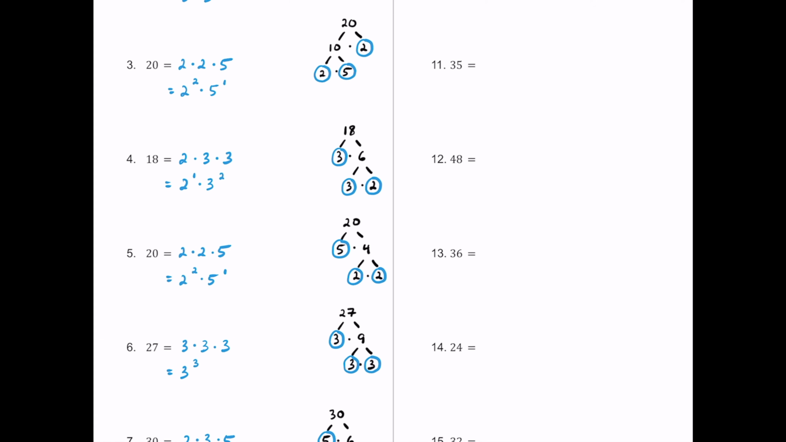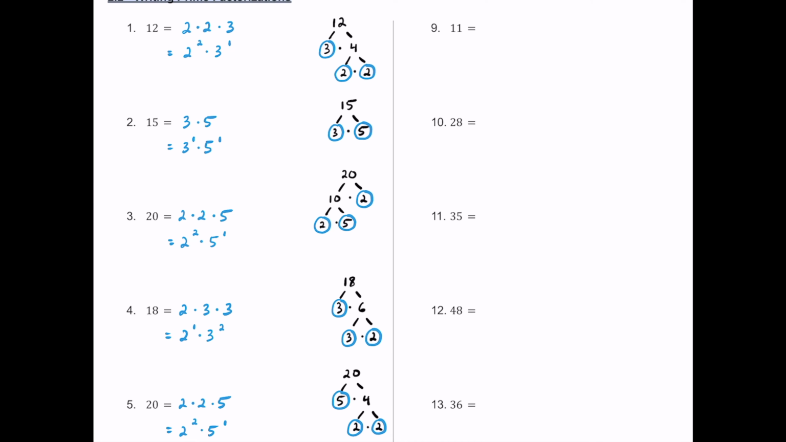Here's number 9. Number 9, we have the number 11. So we're going to go ahead and write the prime factorization for 11.